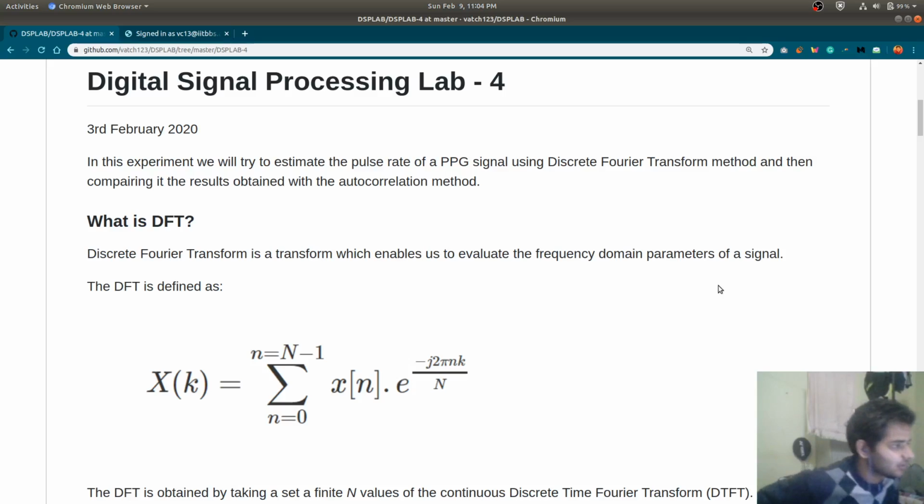What is a DFT? The discrete Fourier transform is a transform which enables us to evaluate the frequency domain parameters of a signal, like which component frequencies are present in the time domain signal. And apart from this, we can also know which frequency component has the higher magnitude, and how the phase gets affected when the frequency of the signal changes. All these things can be known using the DFT.